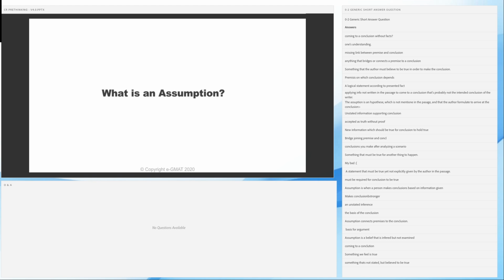All right. An assumption is not coming to the conclusion without facts. Anything that bridges or connects a premise to a conclusion. A logical statement according to the presented fact. An unstated inference. That's actually a sophisticated way to say what an assumption is. I won't use it. It's not a wrong definition, but it's not a very useful one, so let's not use it, although it's technically correct. Basis for the argument, I believe that is inferred but is not examined. Something we feel is true.